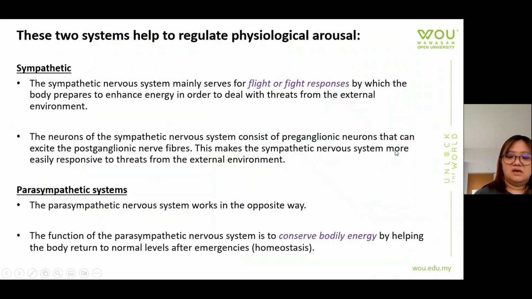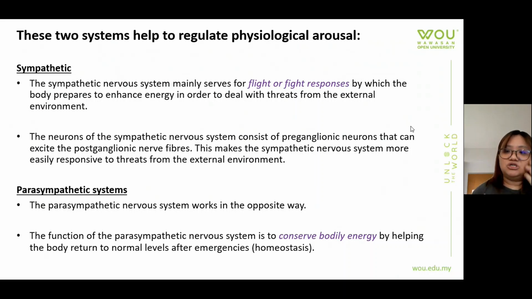And then under the autonomic nervous system, these are the two systems that you need to understand, because these two systems will help to regulate our physiological arousal. So the very first one is sympathetic. The sympathetic nervous system will help prepare us for the fight or flight response, by which the body will prepare to enhance the energy.